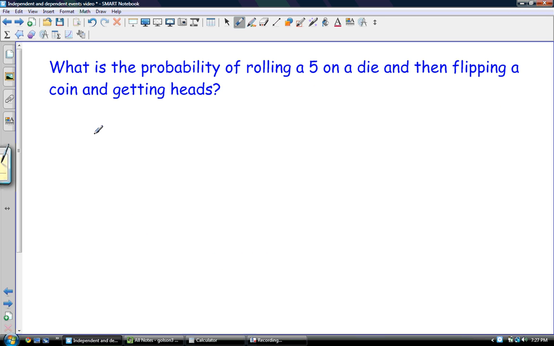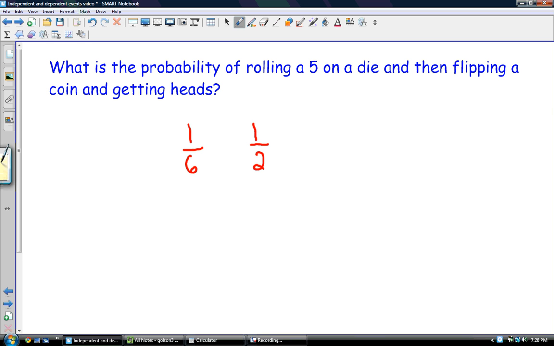Now, I can find the probability of both independent and dependent events. So we'll do a couple of examples. For this first one, we want the probability of rolling a 5 on a die and then flipping a coin and getting heads. First, I'm going to find each of those probabilities independently. The probability of rolling a 5: there's only one 5 on the die, so that's 1/6. The second part is flipping a coin and getting heads. When I flip a coin, there are only two choices, and one of them is heads, so it's 1 out of 2, or 1/2.